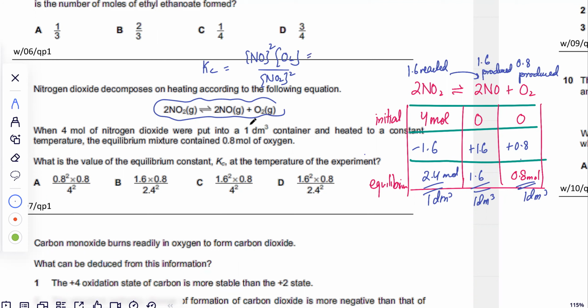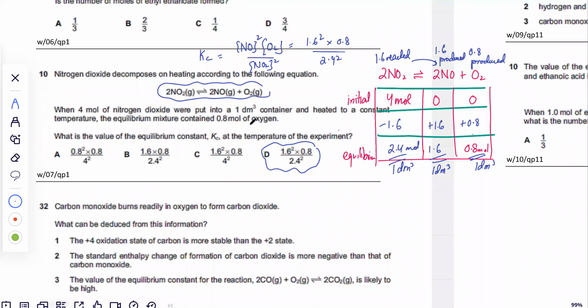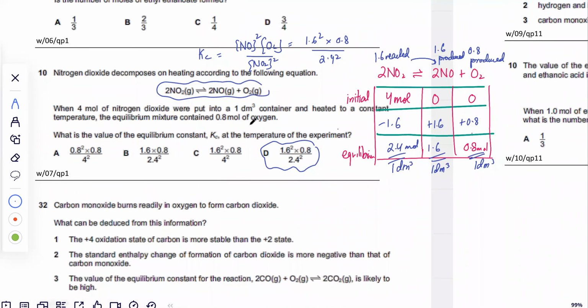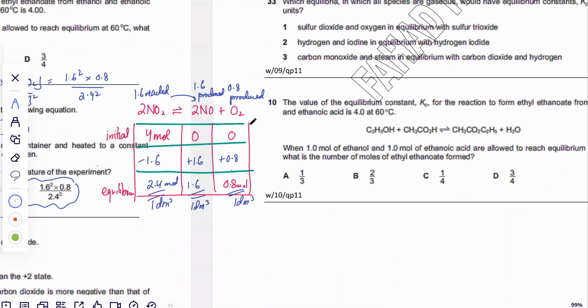I'm going to plug in the values, and somebody should keep the calculator open. It's going to be product, NO, which is 1.6 squared, multiplied by 0.8, and you're going to divide the whole thing by 2.4 squared. They're just looking for the expression. So the correct answer to this one is, I think, D. So we're done with this question. Let's move to another question.